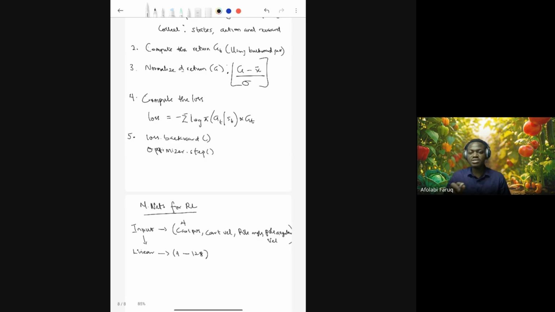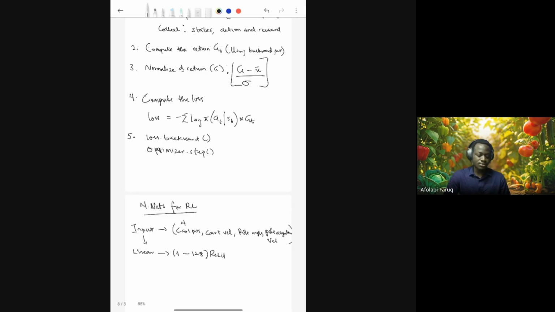Sorry, if linear is performing a linear transformation of the input data, you also have a nonlinear transformation, and that is to ensure that the data being passed into it is well handled, and I'm going to explain. So here we have ReLU.